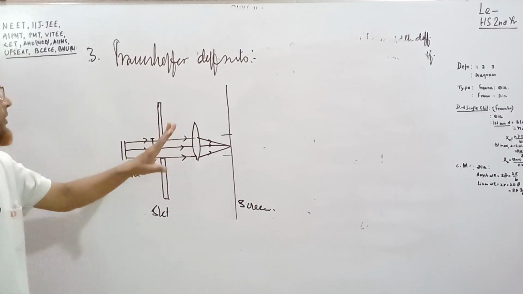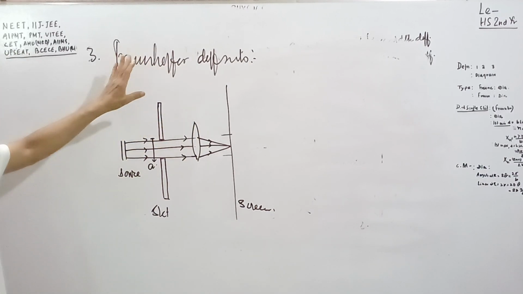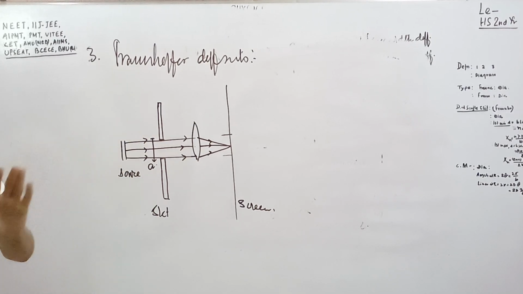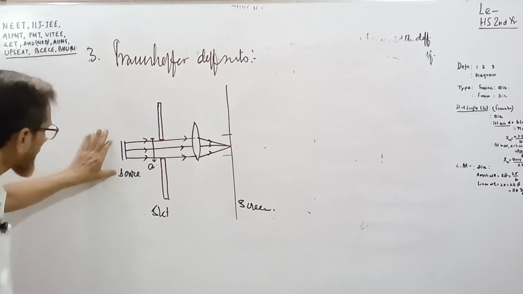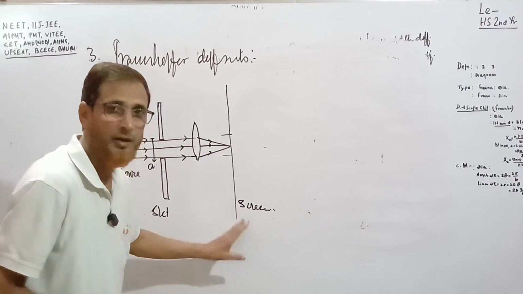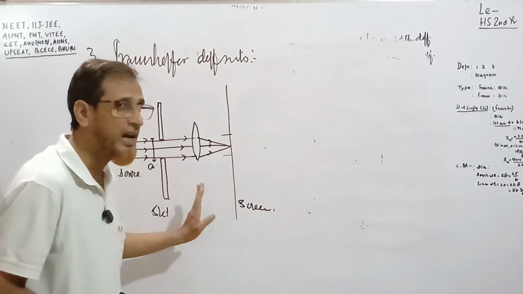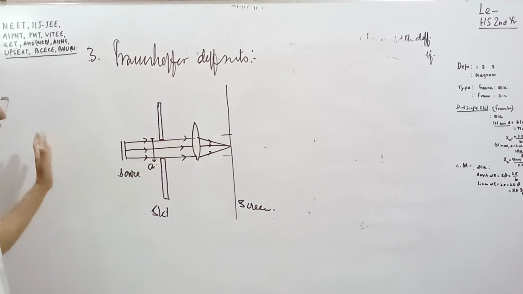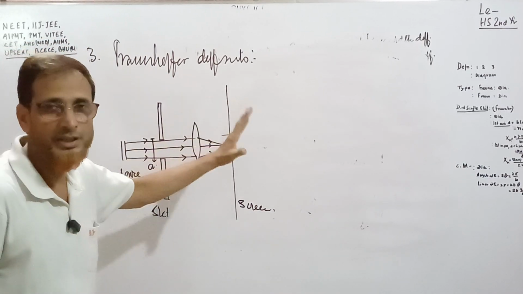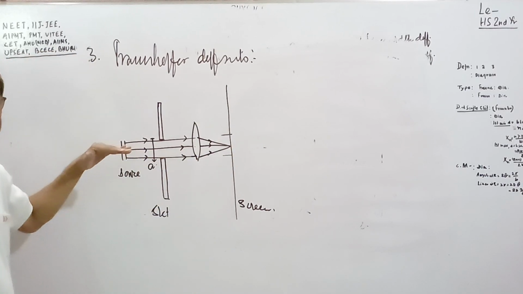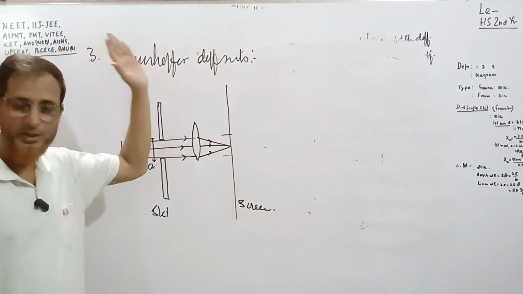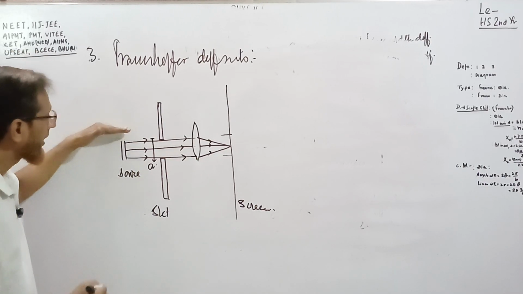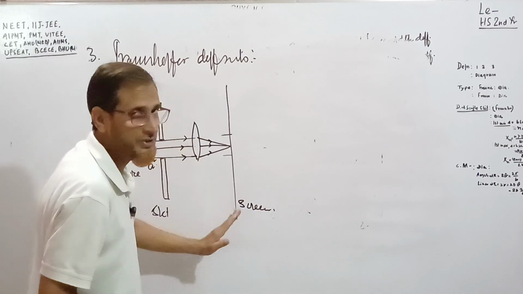In the case of Fraunhofer, keep in mind that it is single slit diffraction. I will take single slit diffraction again separately. Here the source of light is here and the screen is here, but both the source of light and the screen are at infinite distance. Since the source is at infinite distance, the light falling on the slit is parallel. The source at infinite distance always emits parallel light. So the parallel light I have assumed here is now going to fall upon the screen.